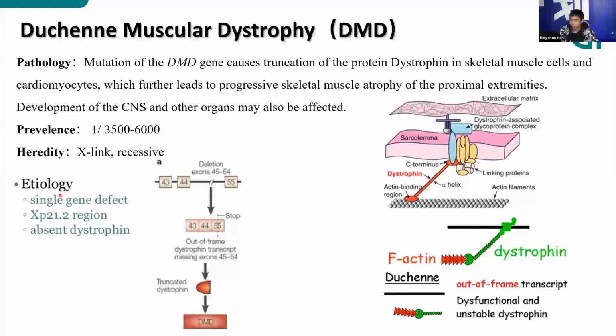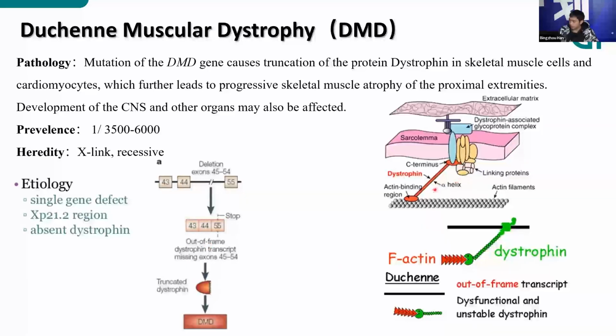So let's briefly see one of the examples of the etiology. In this case, 10 exons are deleted in this DMD gene. If you are familiar with this gene, you know that it is really, really big. It has nearly 100 coding exons, so a simple deletion or simple frameshift mutation may cause out-of-frame dystrophin transcription. That is, it is truncated and this protein will not be functional.